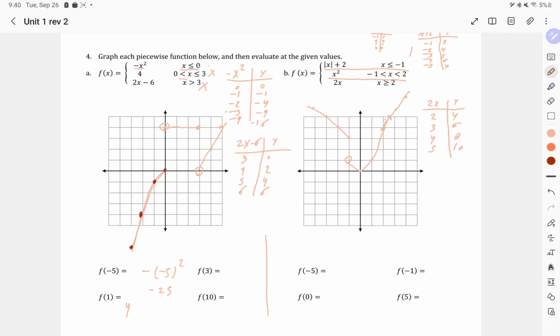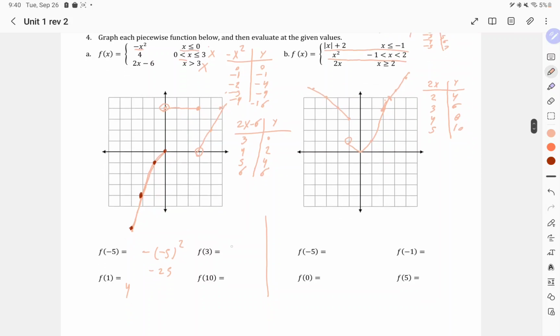Honestly, let's just plug it into this one. Yeah, 2x minus 6. Let's try it and see if it matches up. 2x, so 2 times 3 minus 6. That's 6 minus 6, that's 0. Let's see if it's correct. According to the key, it is not correct. Now let's see where I messed up.